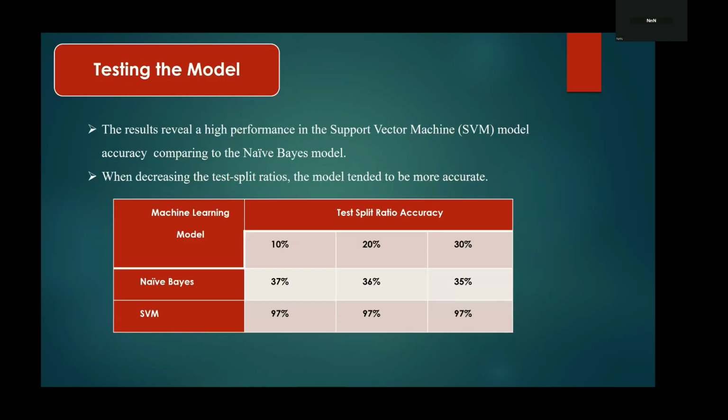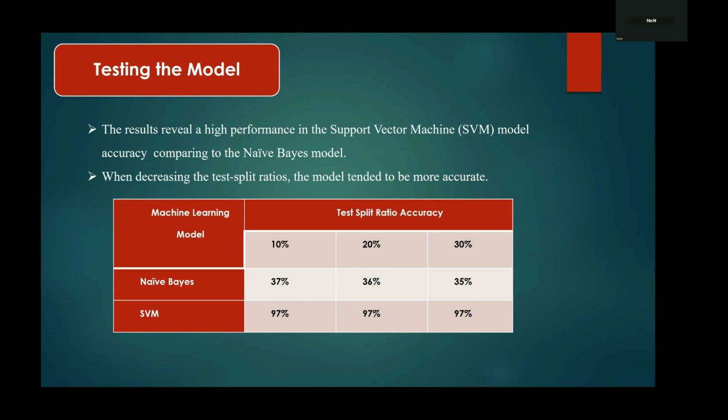Now let's test the model. Before we test the model, for the training and test ratio, we divided the test ratio: in the first phase we took only 10%, and in the next phases we used 20% and then 30%. And here are the classifiers, as you can see: first we have naive Bayes, and we have the support vector machine.